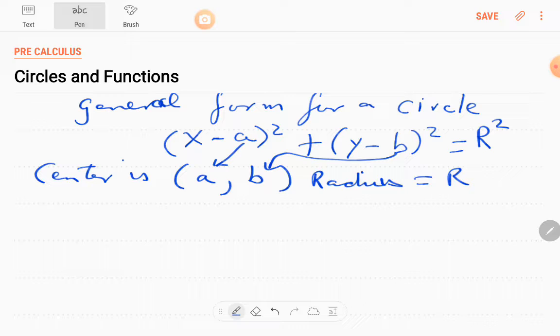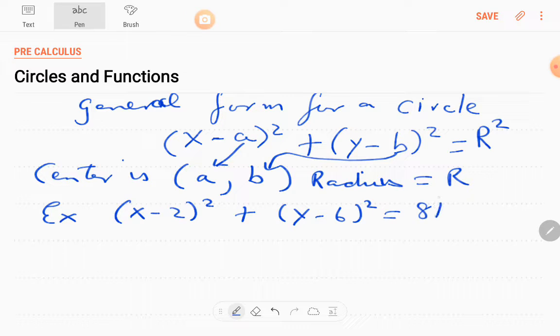Now let's look at an example. Suppose we have (x minus 2) squared plus (y minus 6) squared equals 81. Then the center is 2, 6, opposite in sign, and the radius is equal to the square root of 81, which is 9.